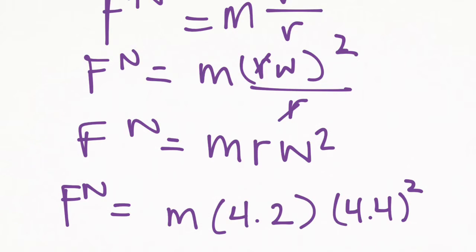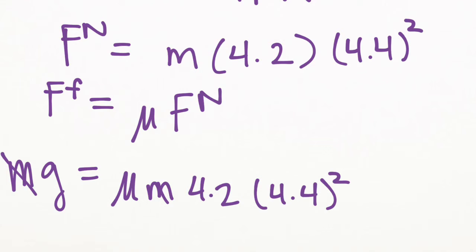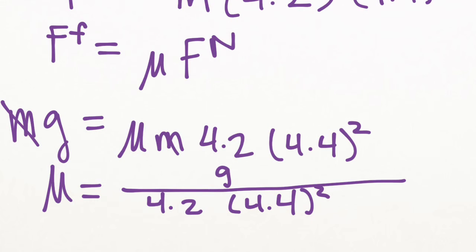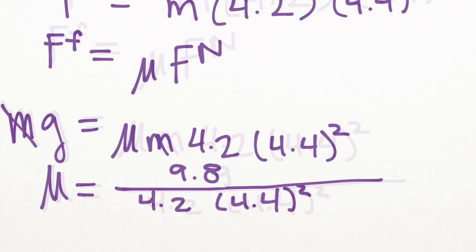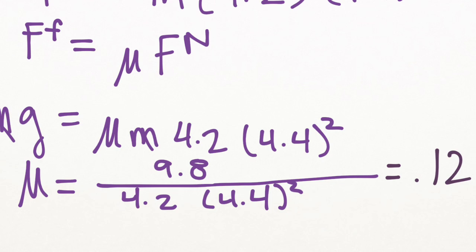And since we're looking for the coefficient of friction, we have to get the friction formula in there somewhere, and the friction formula is F is equal to mu times the normal force. Plugging in the normal force, we get g is equal to mu times 4.2 times 4.4 squared, and then we can solve our problem by isolating mu and plugging in 9.8 for g, and then we get our final answer to be 0.12.